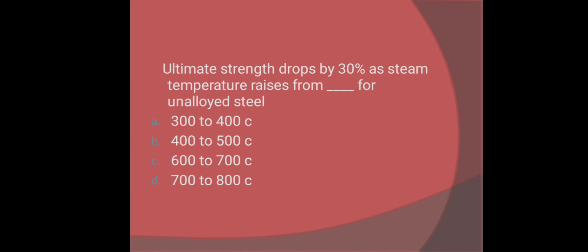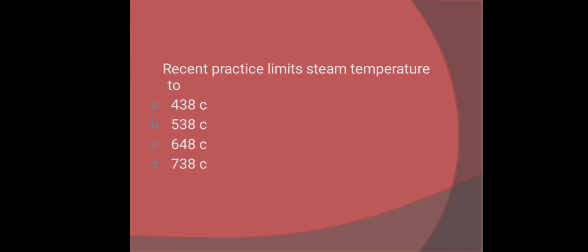Ultimate strength drops by 30% as steam temperature rises from blank for an alloyed steel. Sagot natin dyan ay 400 to 500 degrees Celsius. Letter B. Next, recent practice limits steam temperature to blank. Sagot natin dyan ay 438 degrees Celsius. Letter A.